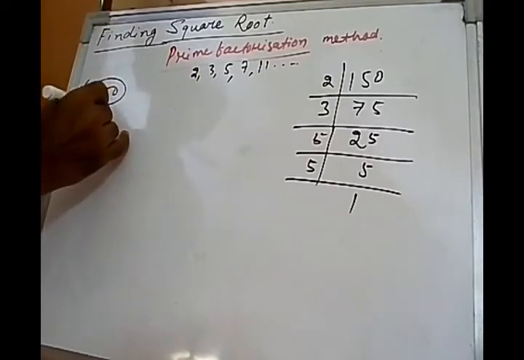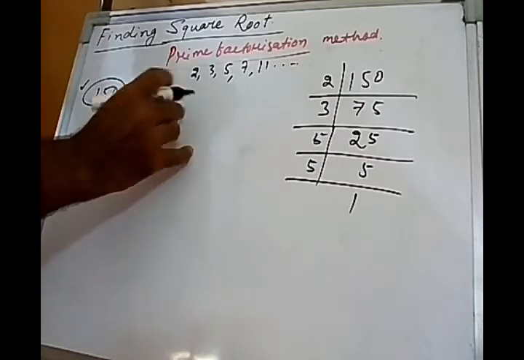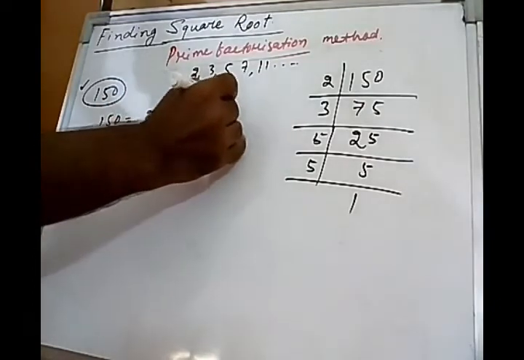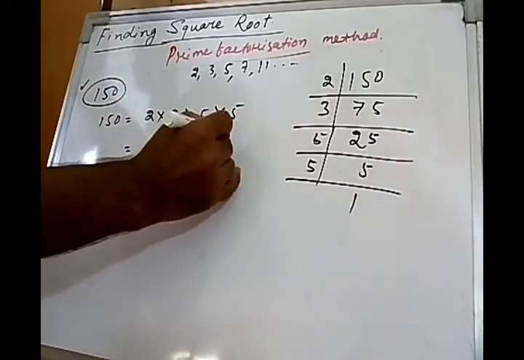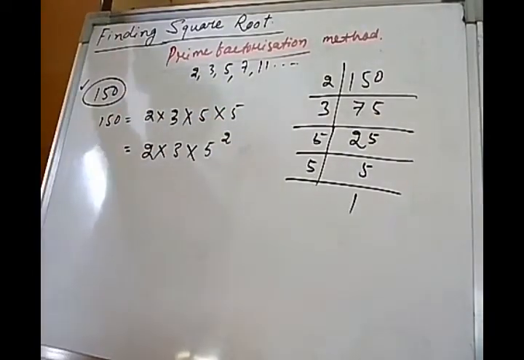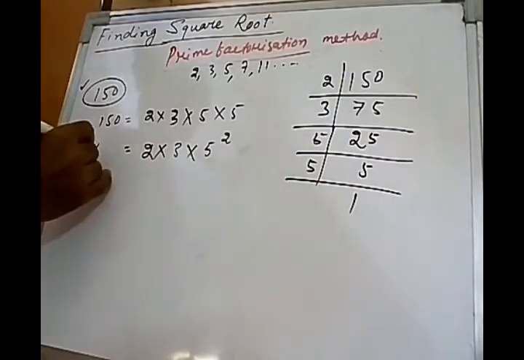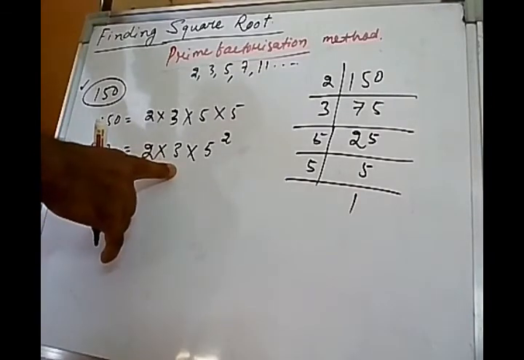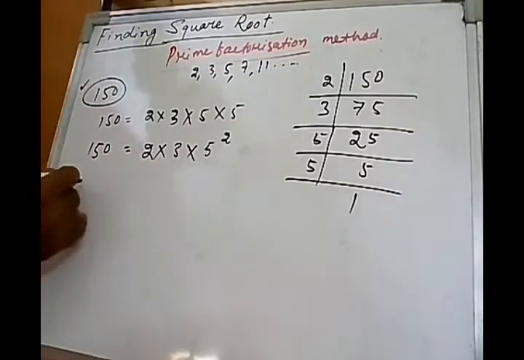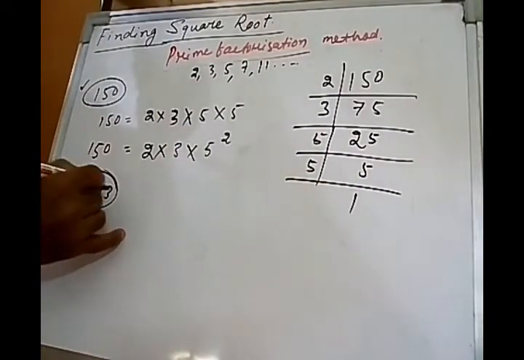So we can write 150 is the product of 2, then 3, then 5 twice. So now we can change into square form, that is 5 square. Now if you see here, two numbers are not in the form of a pair or square, that is 2 and 3. So for making 150 into a square number, we need 1 extra 2 and 1 extra 3. So our answer is 2 should be multiplied and 3 should be multiplied. So 2 and 3 multiplied is 6.